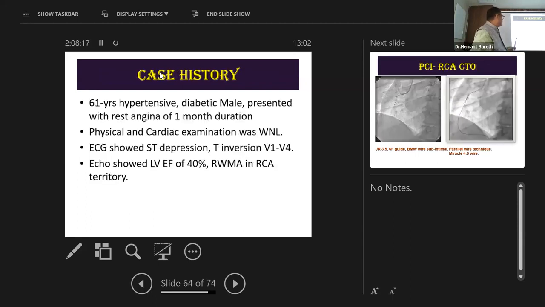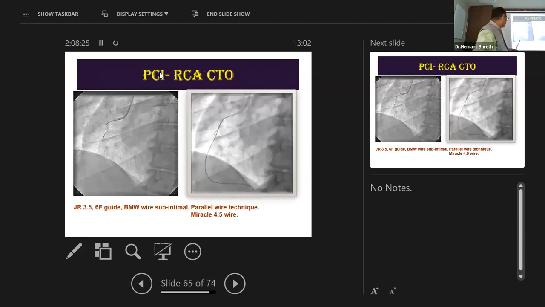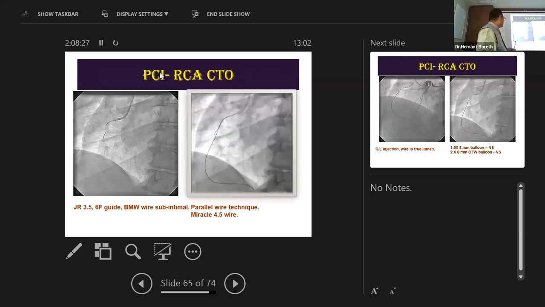Another case, a 61-year-old hypertensive, diabetic, 1 month duration, ECG ST segment depression, echo showed 40% regional wall motion abnormality. Again, now CTO, now it seems stupid to try using BMW, but BMW was used and as expected enters into the subintimal space, but then a Miracle 4.5 wire is used.